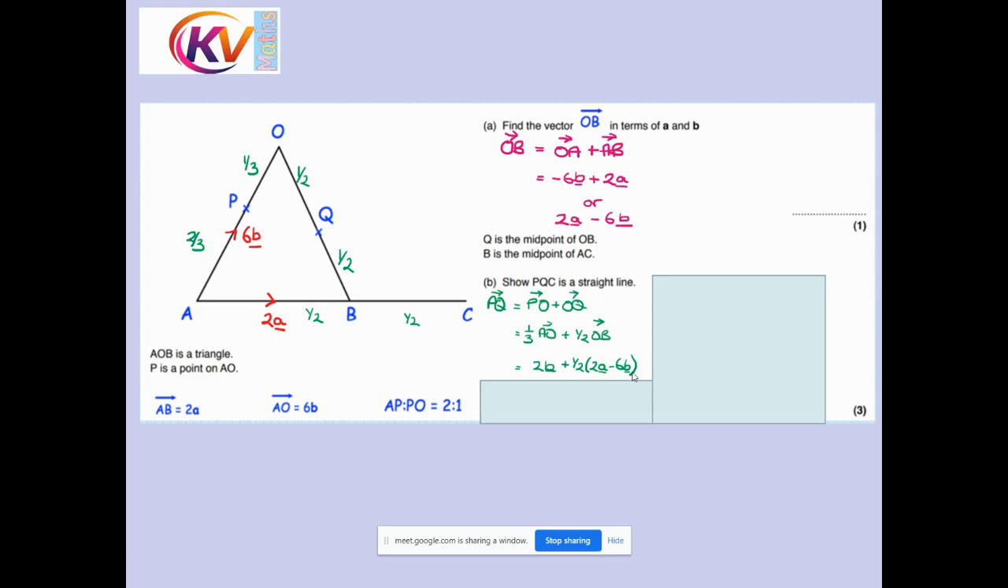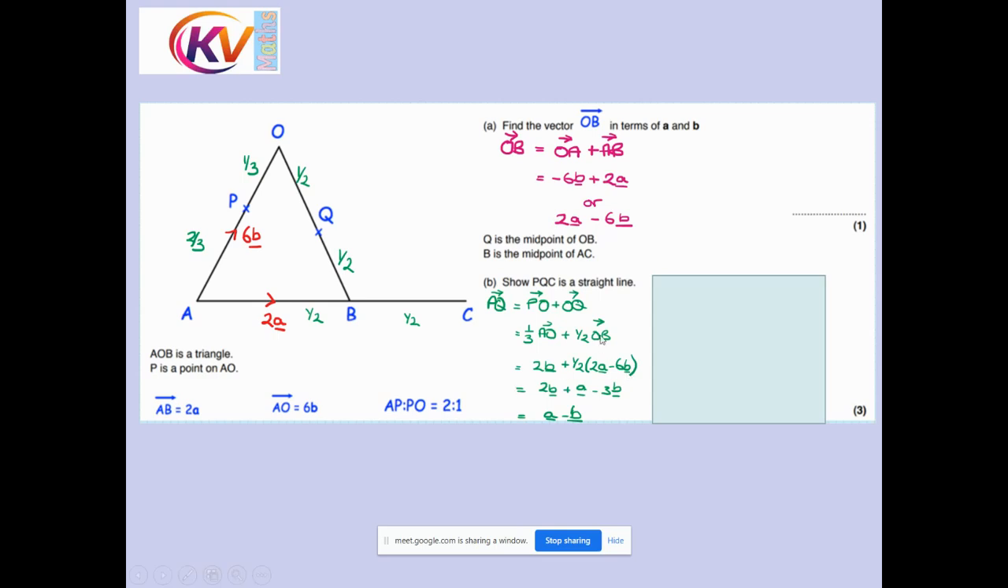Excellent, well done, Bella. Okay, so at that point, if you expand your bracket, you've got 2B plus a half of 2A gives me A, and a half of negative 6B gives me minus 3B. And then we need to simplify, so we've got 2B minus 3B giving me negative B plus A, or A minus B. So either of them is fully correct.